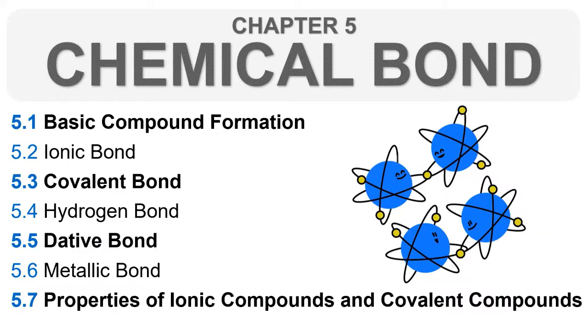Chemical bonds only involve the valence electrons. In this chapter, we will look at 5 types of bond: the ionic bond, covalent bond, hydrogen bond, dative bond, and the metallic bond.